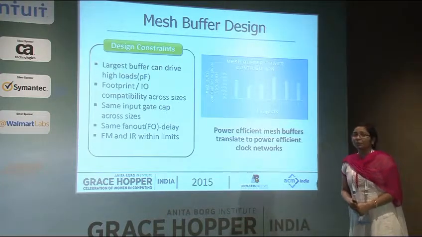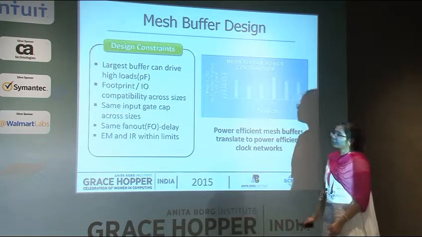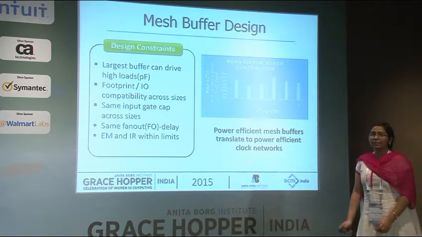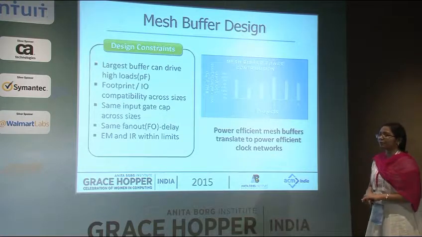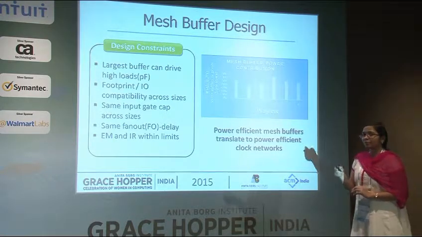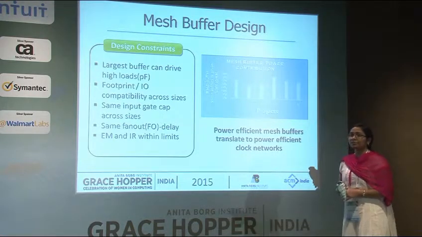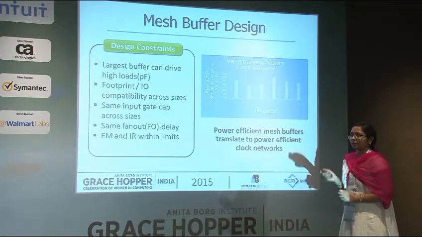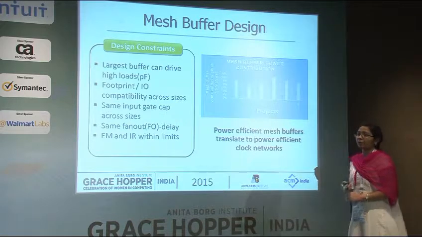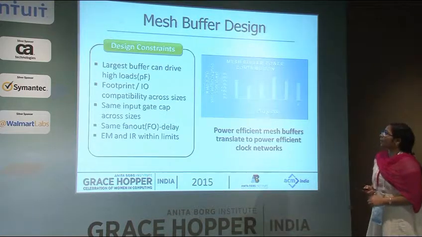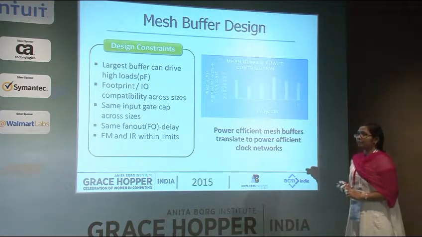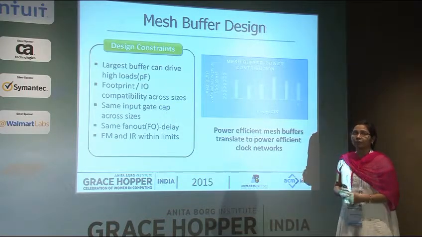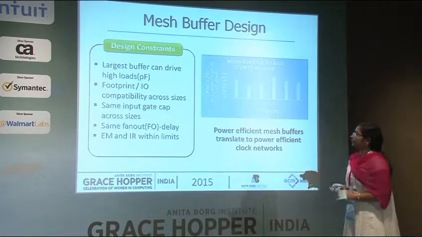power has improved. We have seen in the distribution slide, the final stage which drives the mesh is called the mesh buffers. The mesh is formed with top chip metals, generally RDL metals, both vertical and horizontal. It has a lot of cap. To drive the large cap, mesh buffers are required. These are specially designed to drive the mesh.